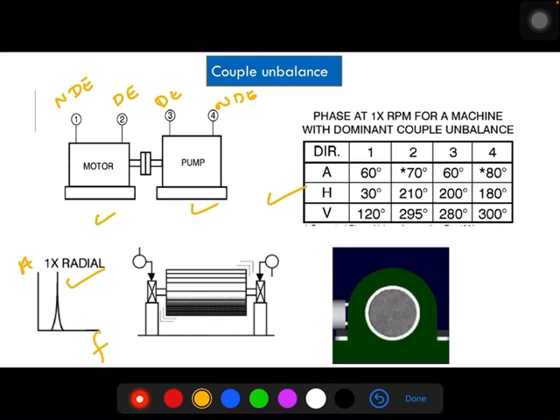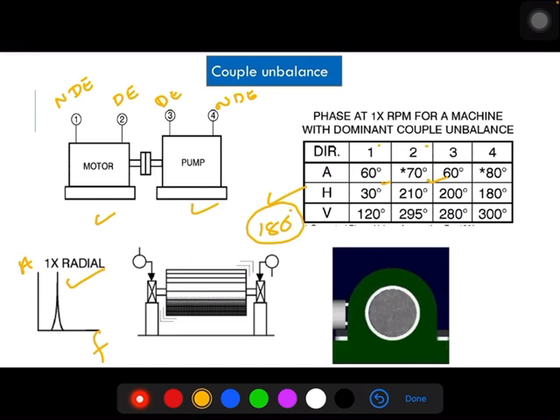This one is DE and NDE, 2 is DE. Across DE and NDE, you get 180 degrees phase difference. See here, 30 degrees minus 210 degrees, that is 180 degrees. Similarly, in the vertical plane, 295 and 120, you are also getting a value near 180 degrees. So in this case, couple unbalance, horizontal NDE and DE and vertical NDE and DE, the phase difference is approximately 180 degrees.